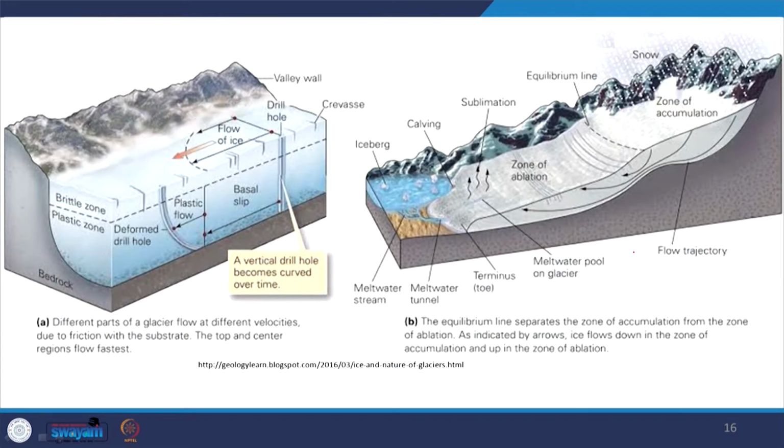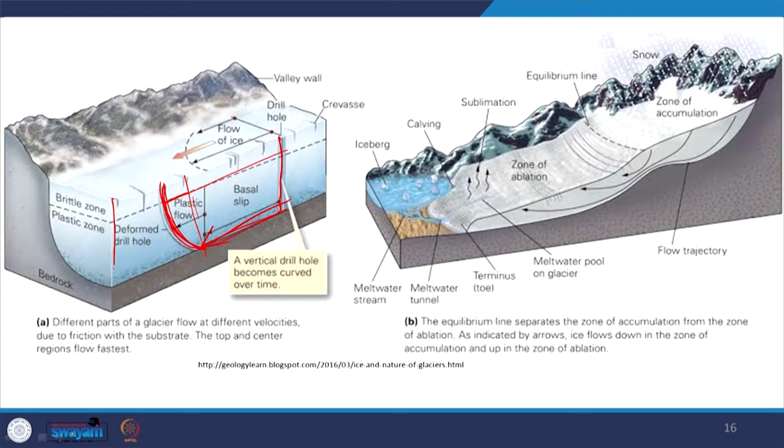So here an experiment was carried out by inserting a drill hole. Here if you see, this is the drill hole, and this drill pipe was here. After some time, if you see, this point has migrated to this place, but the shape of this drill pipe is bending like this. So this is due to internal flow, and this much is due to sliding on the bed. If you remove the sliding on the bed, the rest is due to internal flow. So that means internal flow is always more than the sliding flow on the bed.